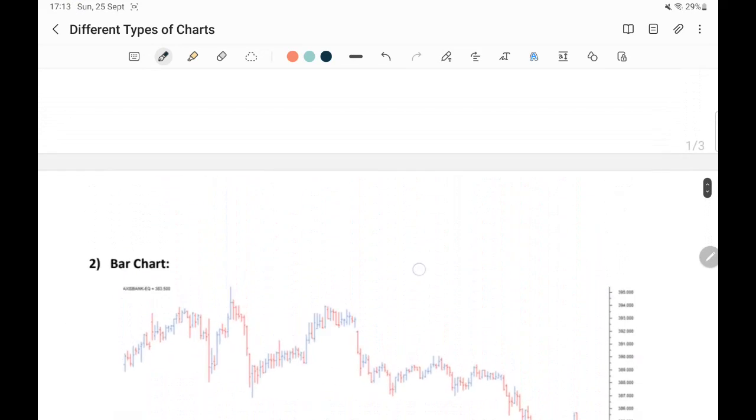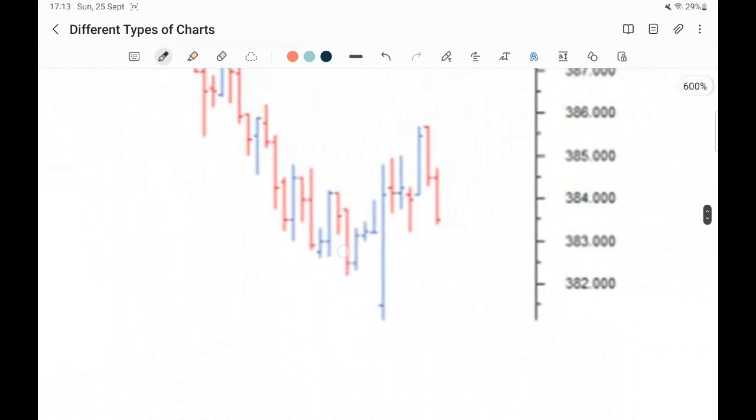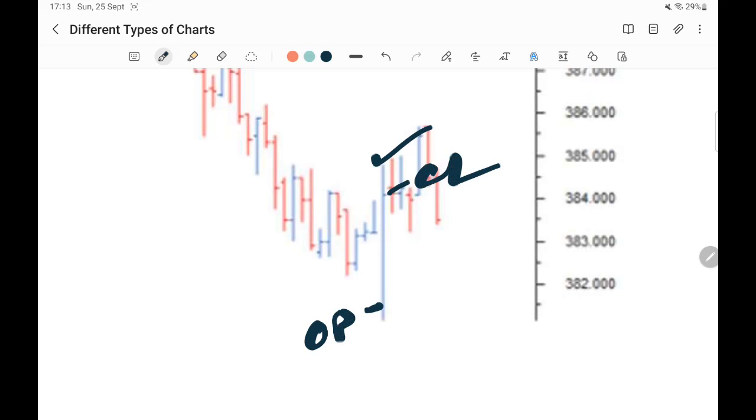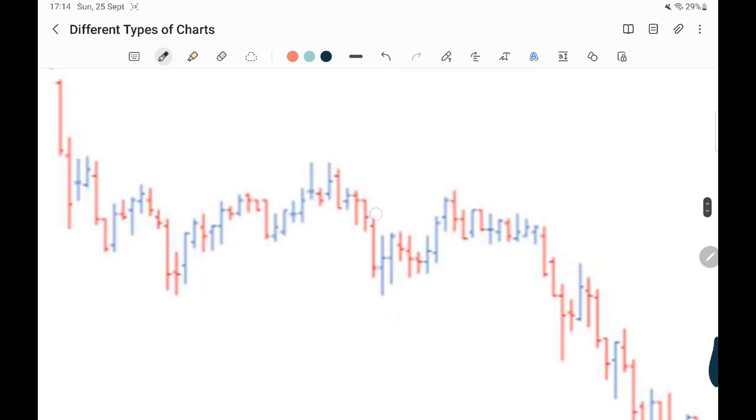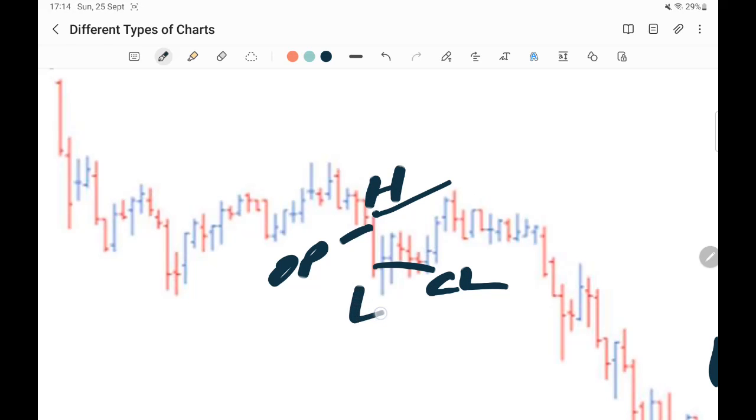Now let's come to this particular area. In this particular day's chart, the opening is at a lower side and the closing is at a higher side. This dot you are seeing is purely the opening price, and this dot is the closing price. In that time frame, the low is this point and the high is this point. Let's take this red candle. In this red candle, this is your opening price and this is your closing price, and this is your high point and this is your low point.